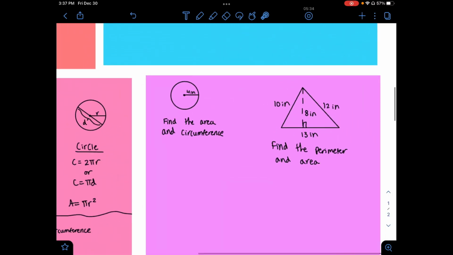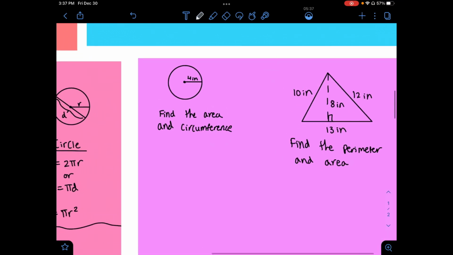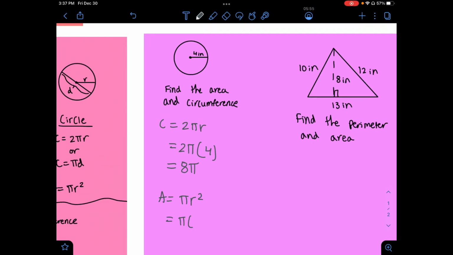Okay, so let's practice here. Find the area and circumference of the circle. So circumference is equal to 2 pi r, and our radius here is 4 inches. So it's going to be 2 pi times 4, which is equal to 8 pi. Okay, for the area, it's pi r squared. So we're going to do pi times 4 squared, which equals 16 pi. So those are our answers for the circumference and the area.